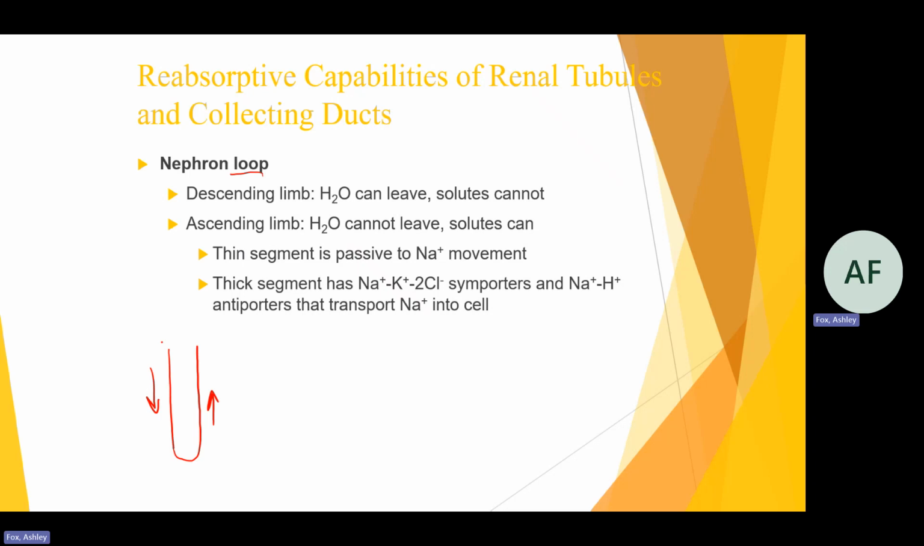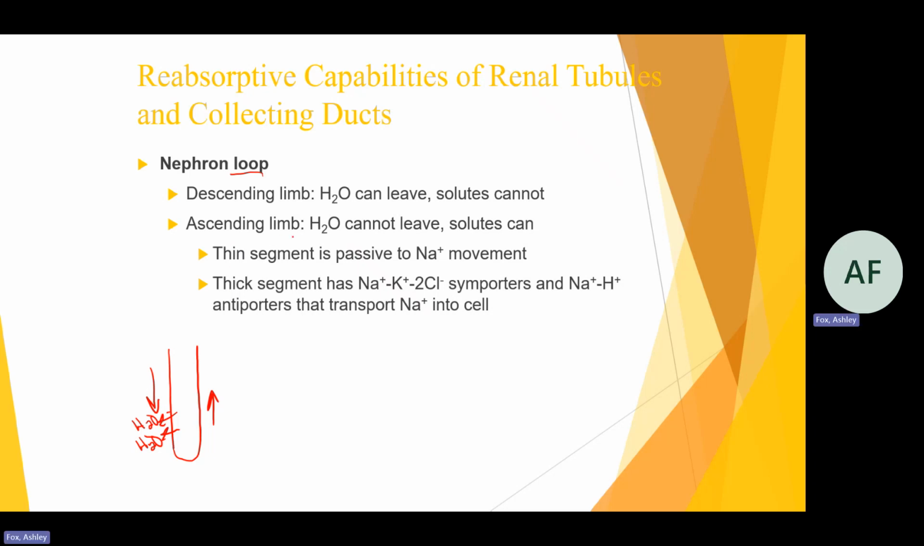The permeability of these sides is different. So when you are going down, only water can leave the descending limb of the nephron loop. So only water can be reabsorbed here or moved here. Solutes cannot pass. So they are staying in.